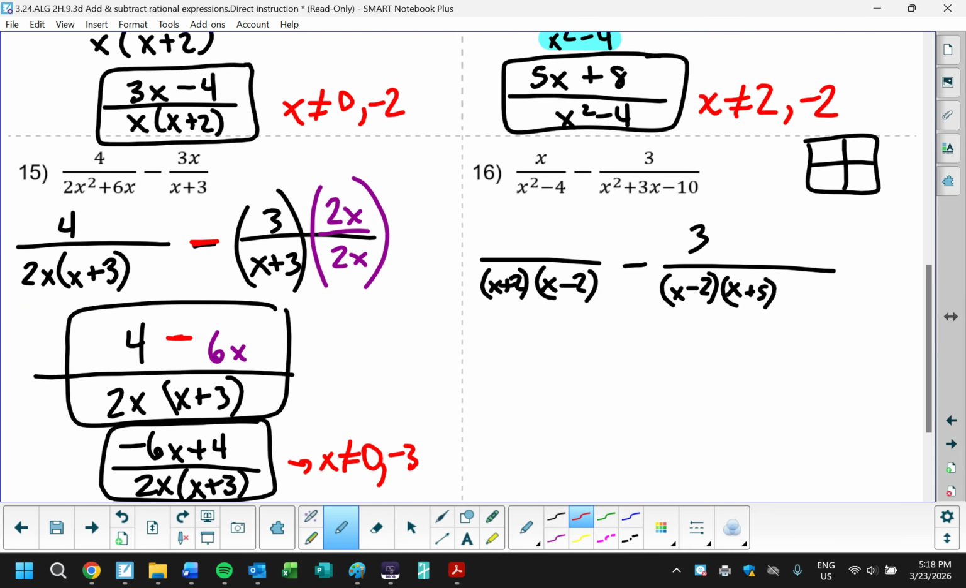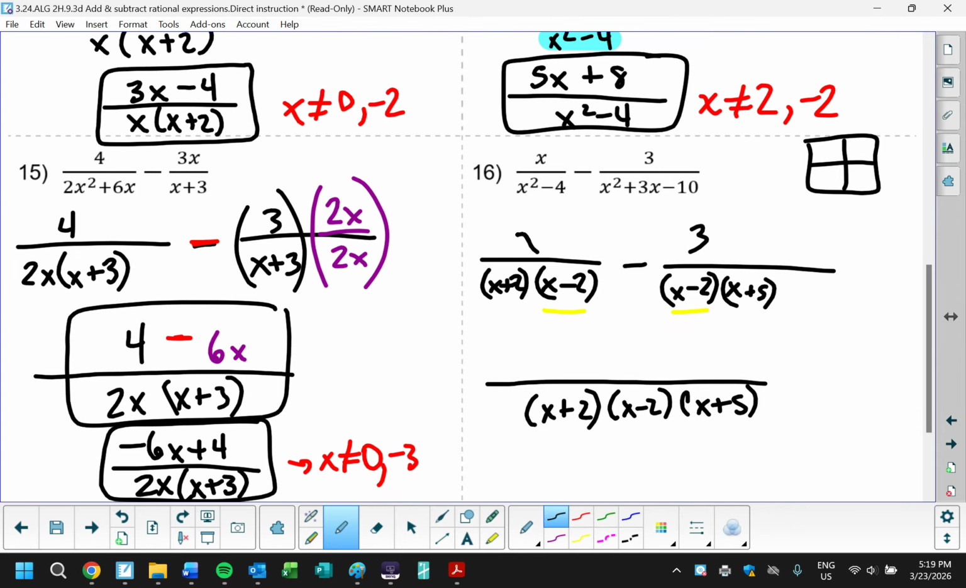All right, time for the big fella. Try to picture, what do they have in common? Well, they both have an x minus 2, so we're going to need a factor of x minus 2. We're going to need a factor of x plus 5. We have that on the right. We're going to need a factor of x plus 2. You have that on the left. Holy cow, ladies and gents, we got a lot going on.